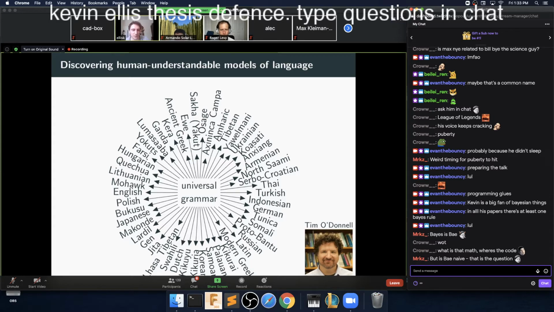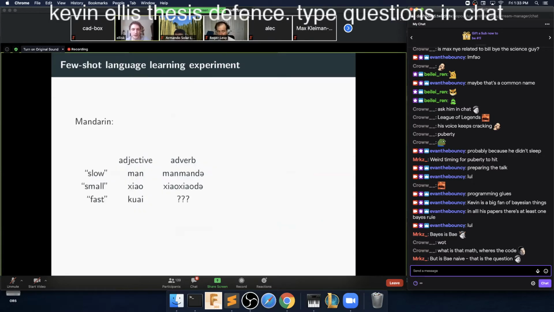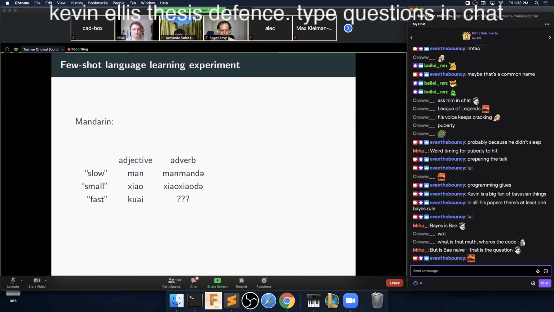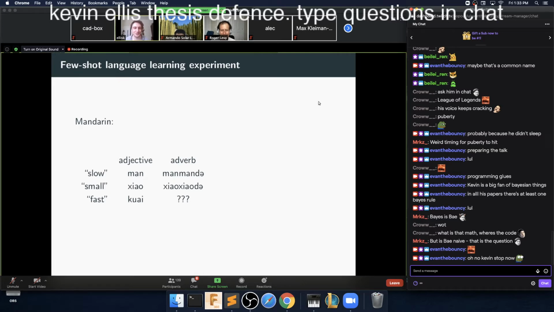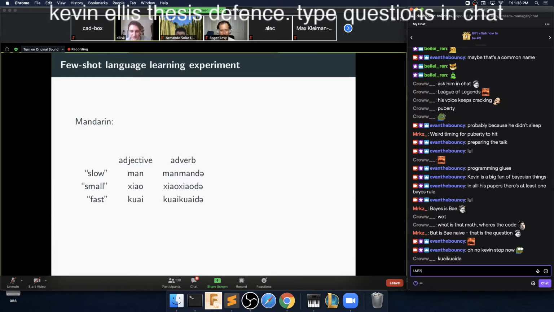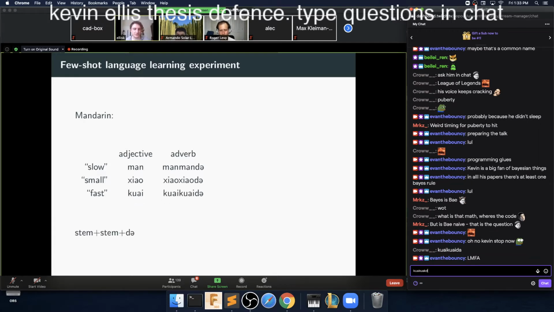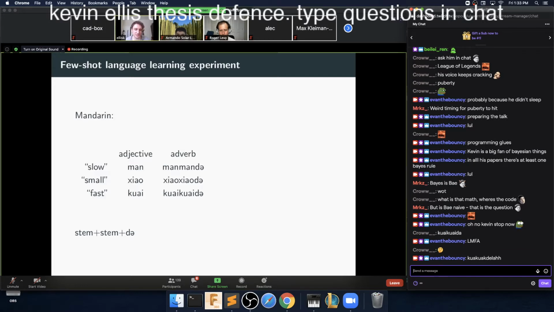So to give you a flavor of what I mean when I talk about learning language patterns, here's some data from Mandarin. The word for slow in one inflection is man, in another inflection is manmanda. The word for small is xiao in one inflection, in another inflection is xiao xiaoda. And if I tell you that the word for fast is kwai, I think that all of you are muted, so you can't actually yell out what you think it should be, but you're probably thinking that in the other inflection it should be kwai kwaida. And if you were a linguist, you could summarize this by saying, well, what's going on is you take the stem, you glue it onto itself.